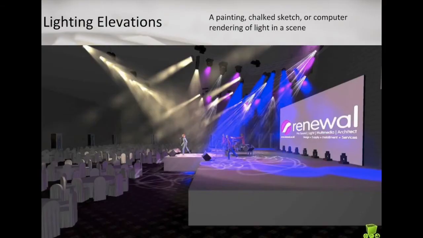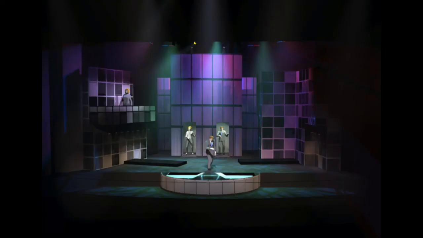Lighting elevations. A painting, chalk sketch, or computer rendering of a light in a scene. A lot of times, not all lighting designers do this, but some do. I think I've only seen one lighting designer in grad school use this, and I have never seen anybody else actually. So you can get a look at how all of the lighting is going to look on the person who's performing at this banquet. And then you can see how the light looks against this set by the colors they use.